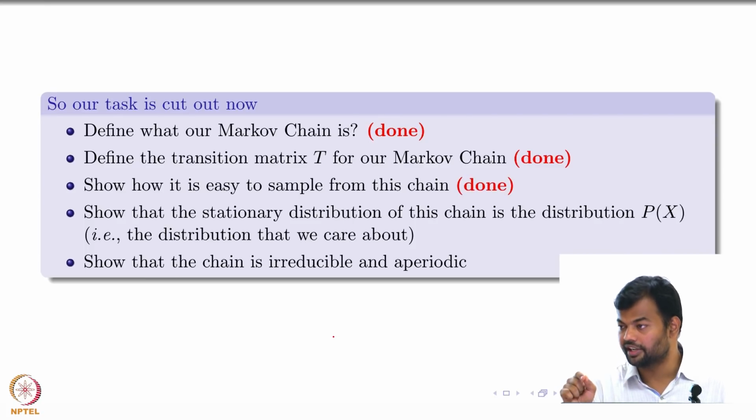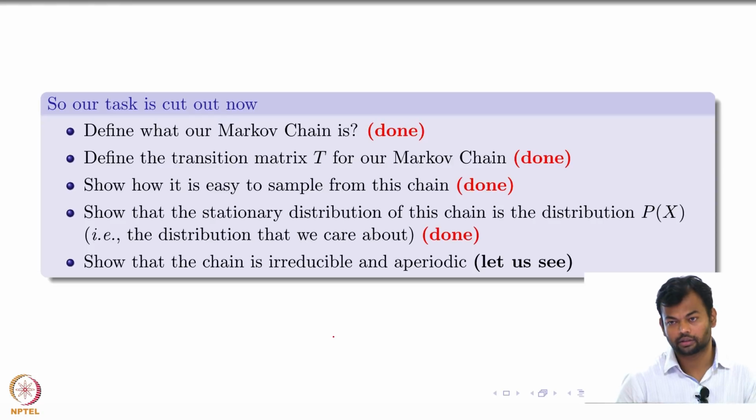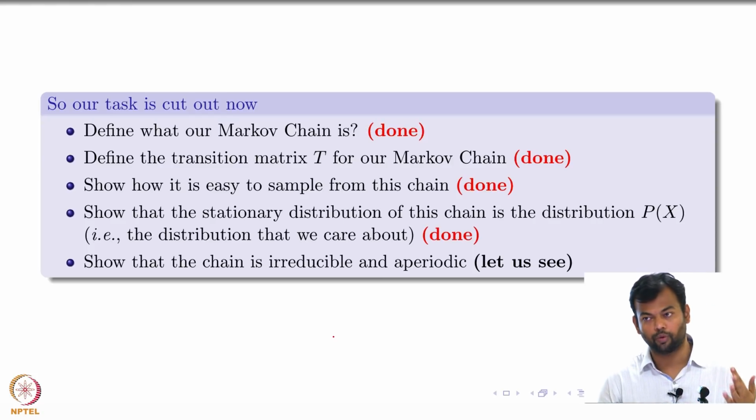Have we shown that the stationary distribution of this chain is the distribution that we care about? Done. Have we shown that the chain is irreducible and aperiodic? Done. We kind of showed everything that we had to prove. To what effect we are proving all this is still not clear, but we'll get there. But there's one thing which we have not shown.